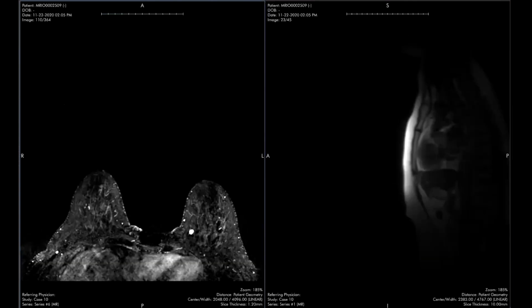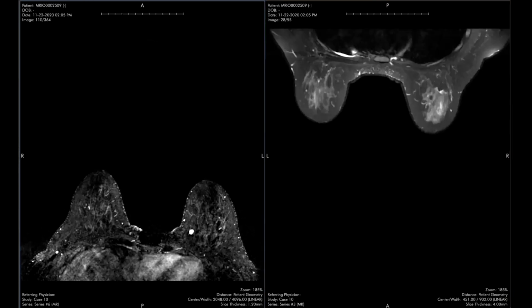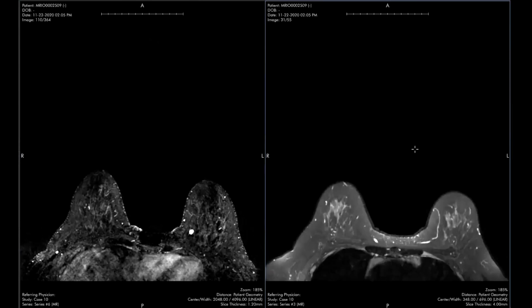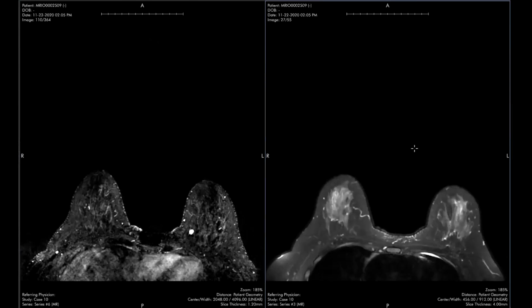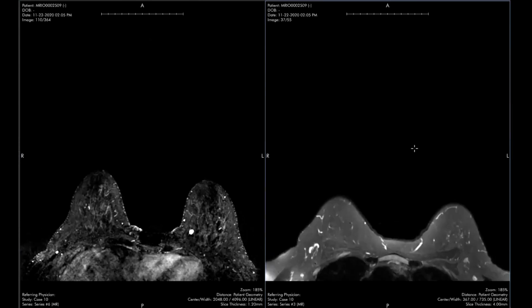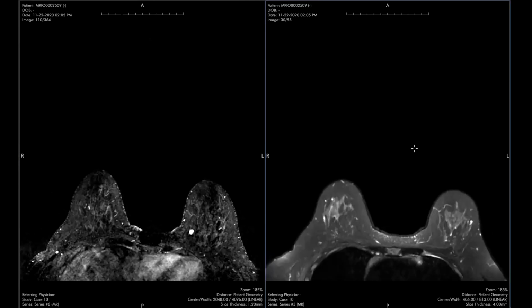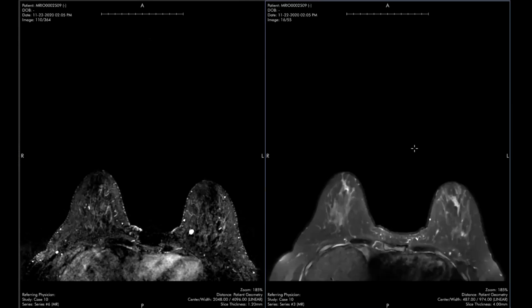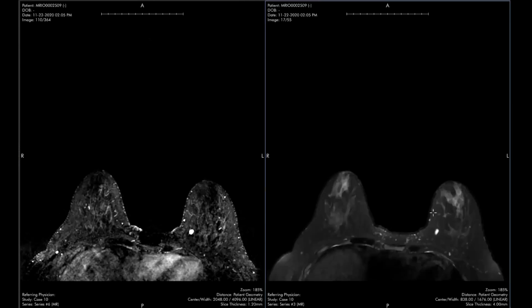So first, we want to look at the T2. We want it to be hyperintense on the T2 series. So here's that finding on the T2, and we see that it is hyperintense on T2. So that is also consistent with what's probably a fibroadenoma.